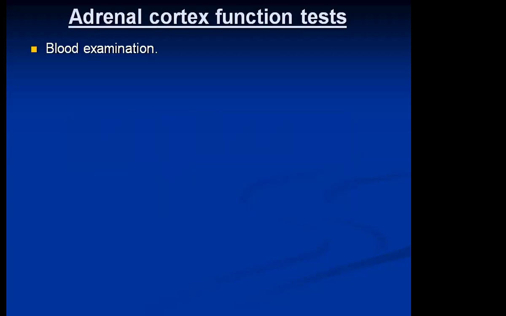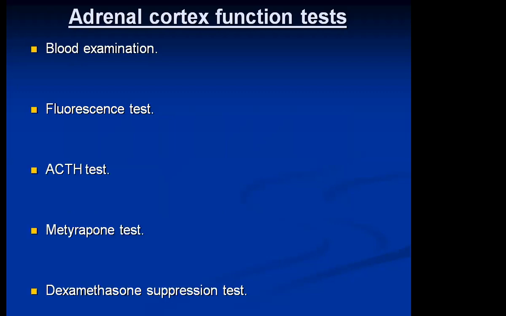Of course, if you have any suspicion on clinical examination that a particular patient has some problem with the adrenal cortex, first you can do the blood examination. Now there are various tests like the fluorescence test, ACTH test, metyrapone test, and dexamethasone suppression test. These are all adrenal cortical function tests. These are given in your textbook, I think Jain, so you can refer to Jain for details of all these tests. So we'll just go through all these tests.